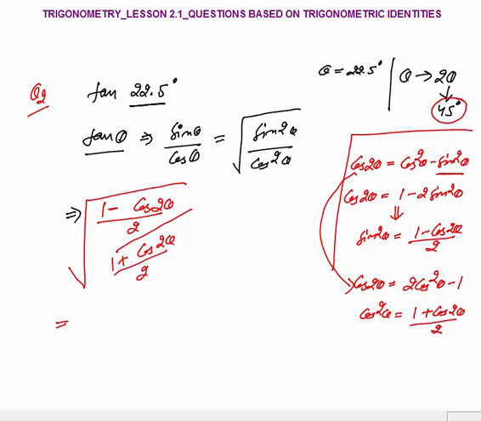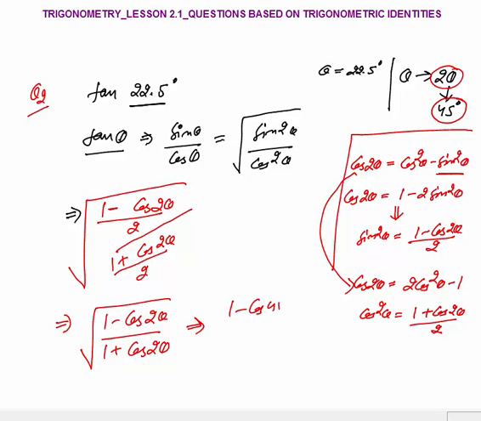Now 2 and 2 will get cancelled out, but you are left with 1 minus cos 2 theta and 1 plus cos 2 theta. So in all such questions where theta is small and we don't know the value, you have to convert into 2 theta or 4 theta. Now we know the value of theta was 22.5, so 2 theta would be 45. So 1 minus cos 45, 1 plus cos 45. You know that cos 45 is 1 by root 2.